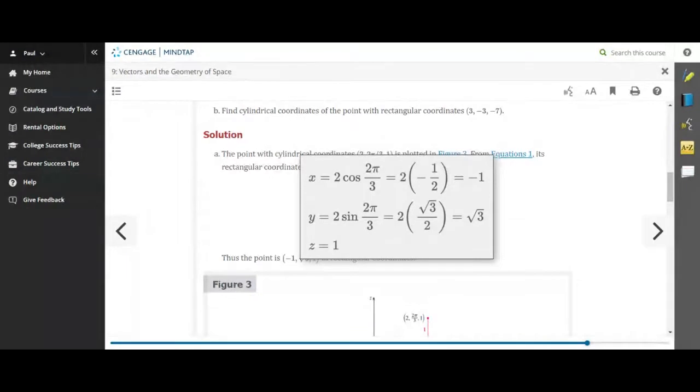So now they are finding the Cartesian coordinates for that point. X is equal to r cosine theta, y is equal to r sine theta, and z is equal to z. And of course, I think you know the cosine of 120 degrees is -1/2 because the reference angle is 60 degrees, and cosine of 60 is 1/2. But you're in the second quadrant, so -1/2.